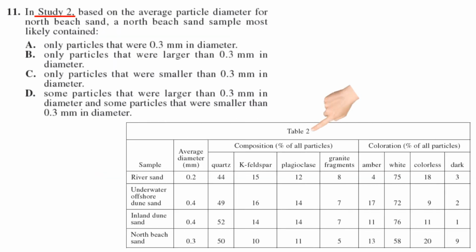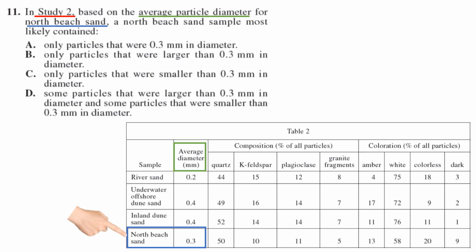Number 11, in study 2, based on the average particle diameter for North Beach sand, a North Beach sand sample most likely contained what? So remember the average means there's some bigger and some smaller. They could all be the same size, but most likely some are bigger and some are smaller. So choice D, some were larger than 0.3 and some were smaller than 0.3.